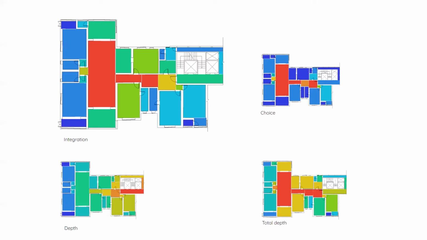Total depth is defined as the sum of the topological depth from any node to all the others. As seen in the plan, the dark blue spaces are the deepest spaces in the house and can be considered to be more private.